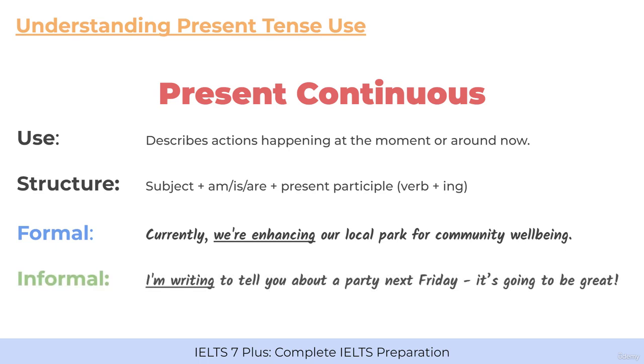Okay, informal example. I'm writing to tell you about a party next Friday. It's going to be great. This would probably be around a sort of invitation style letter to a friend. I'm writing to tell you about.